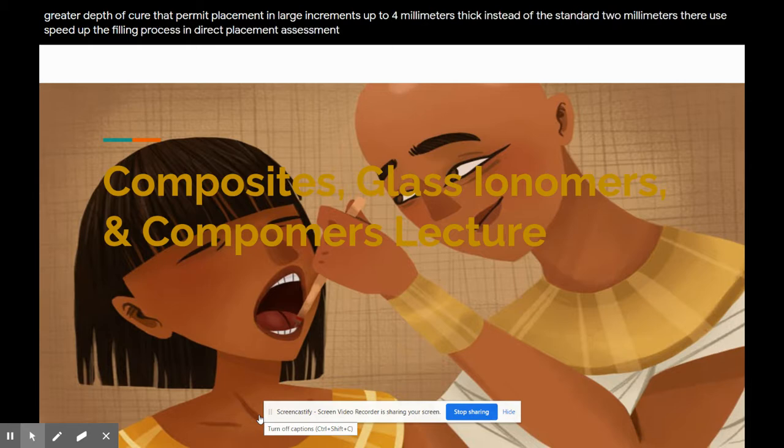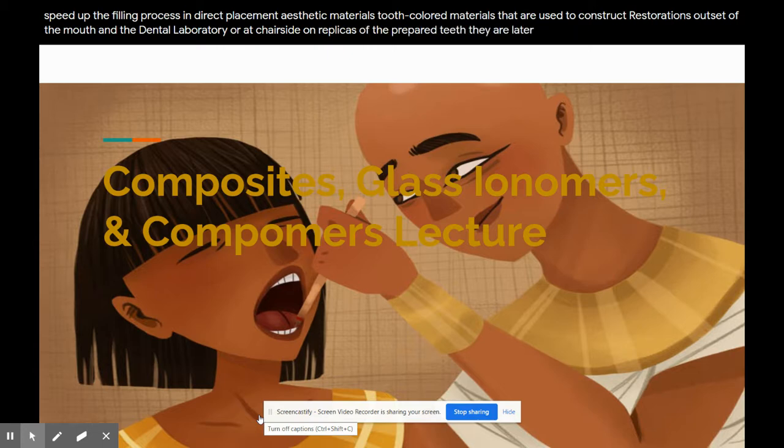Indirect placement aesthetic materials, tooth-colored materials that are used to construct restorations outside of the mouth in the dental laboratory or at chairside on replicas of the prepared teeth. They are later cemented to the teeth.